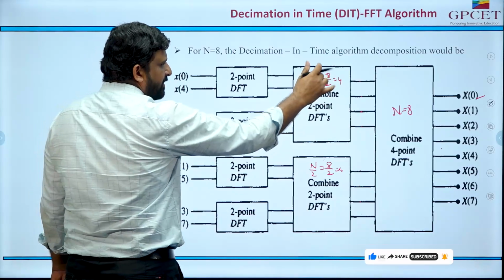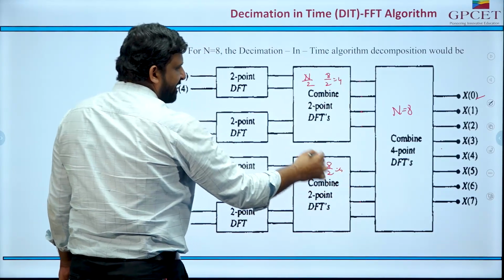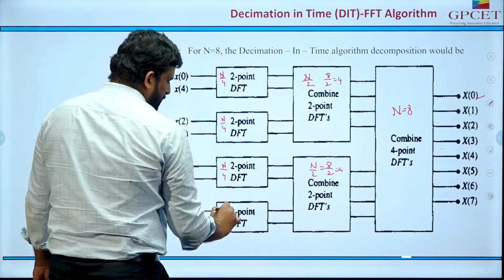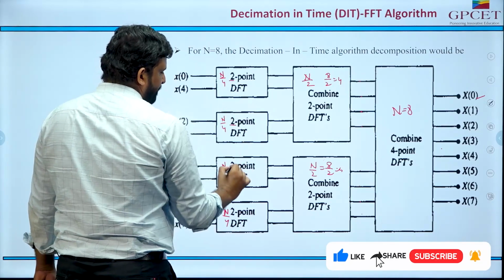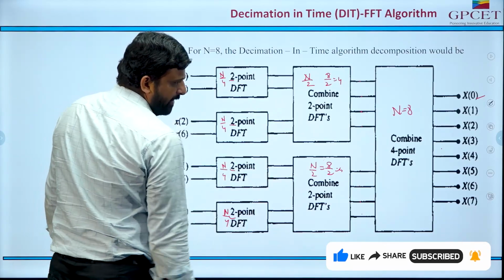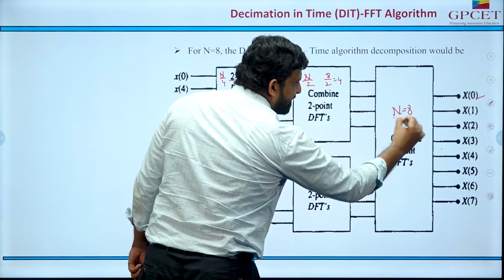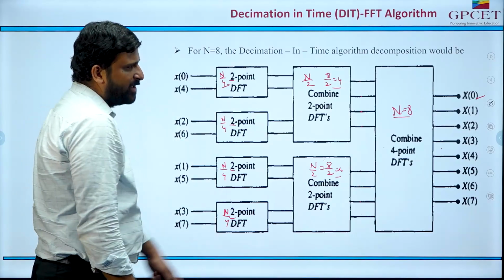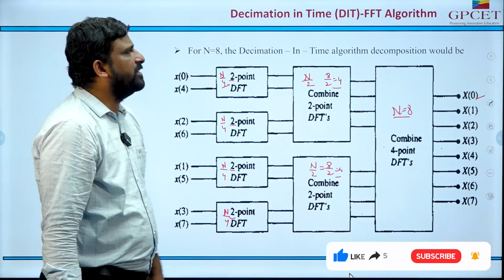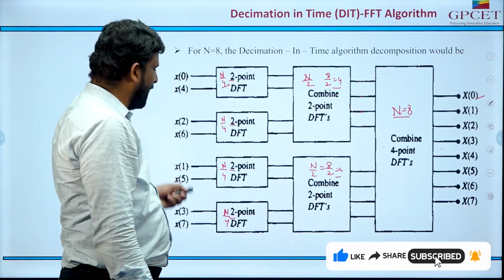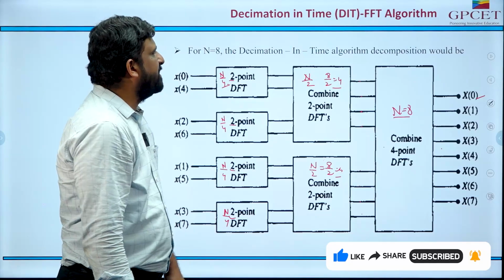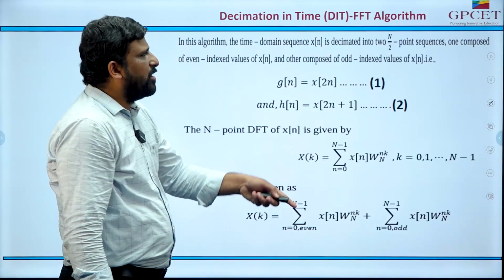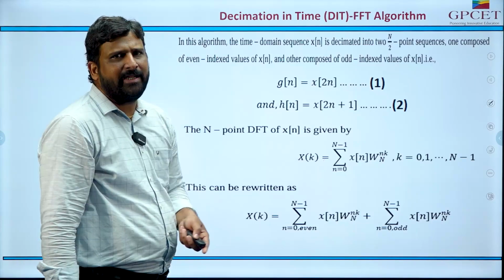After dividing, we will do some computation on these values, and then each N by 2 will be subdivided into N by 4, N by 4, N by 4 and N by 4. N by 4 means 2-point. See here 1, 2, 1, 2, 1, 2, 1, 2. That is, the 8-point DFT is subdivided into 4-point DFTs, which are subdivided into 2-point DFTs. Like this, the decimation in time algorithm is decomposed from 8 to 2 values. This is the simple block diagram of decimation in time for N equal to 8. Clear?